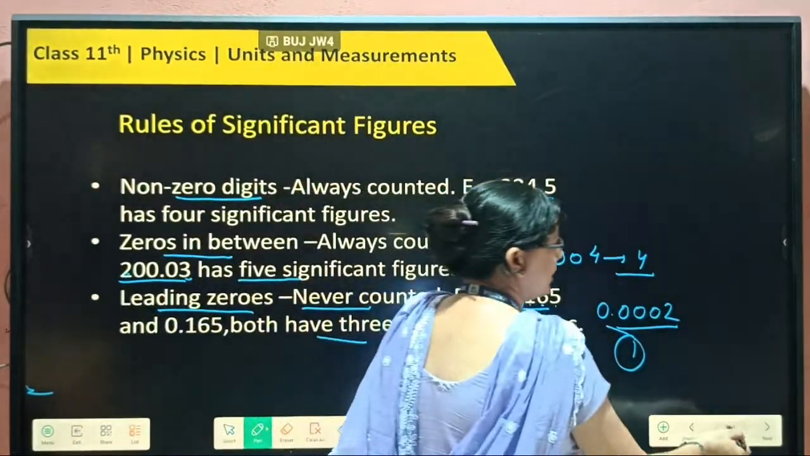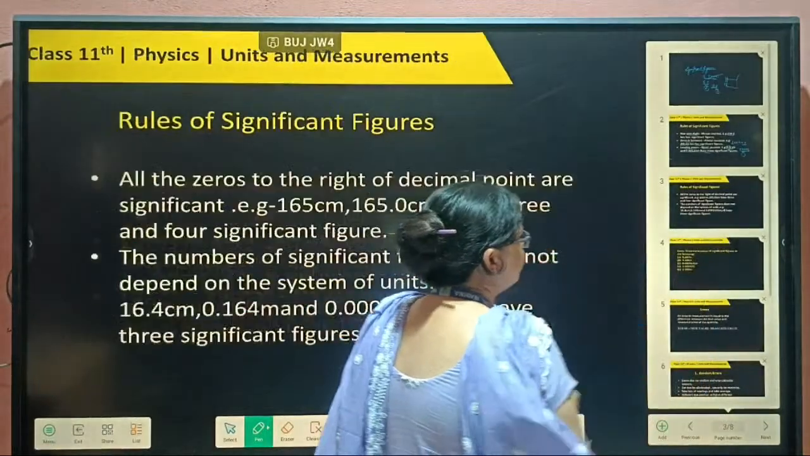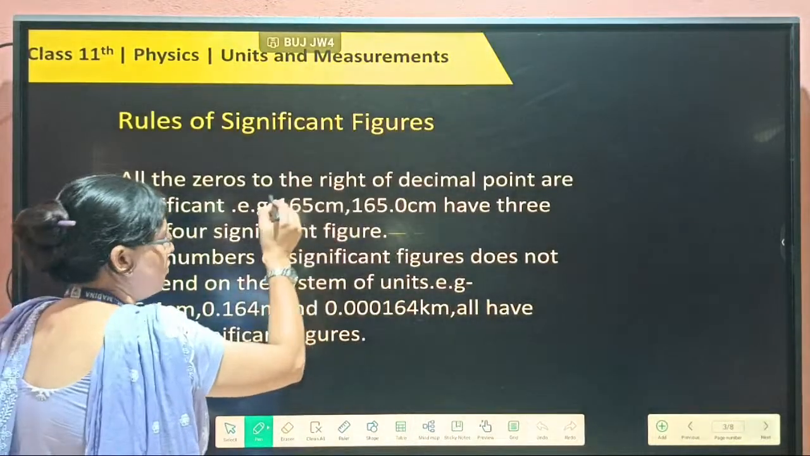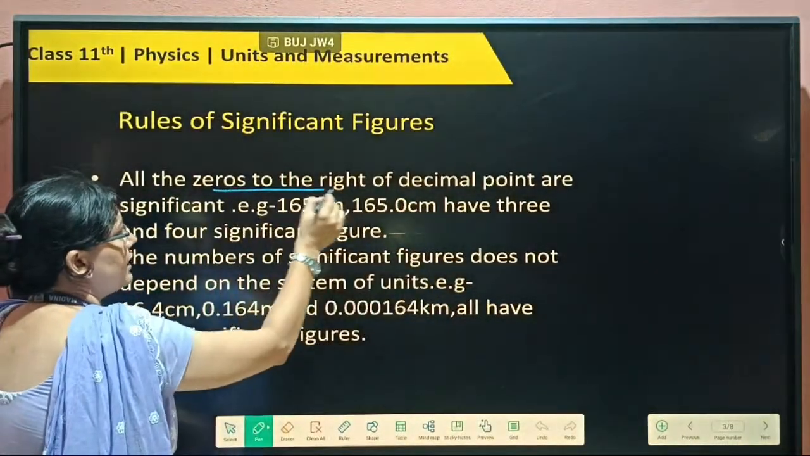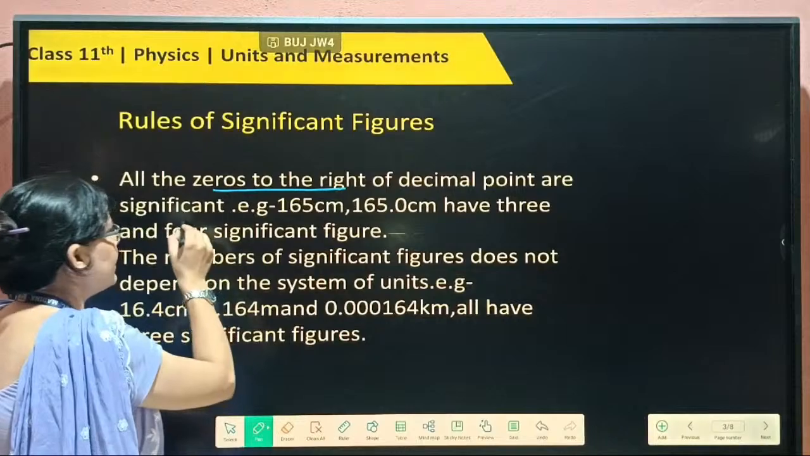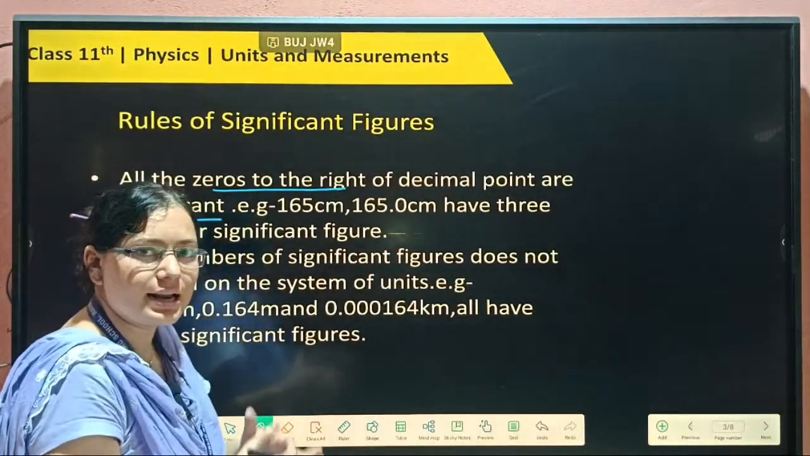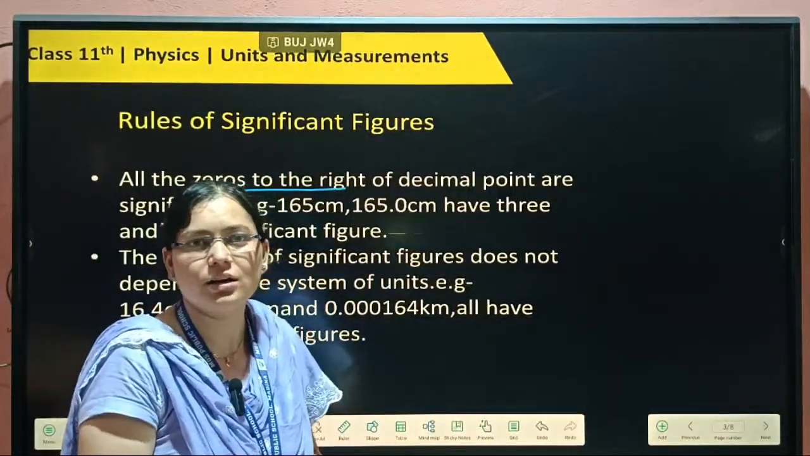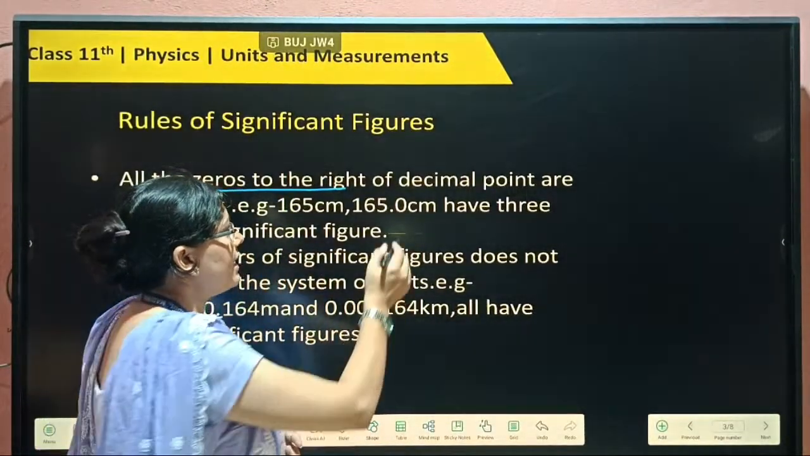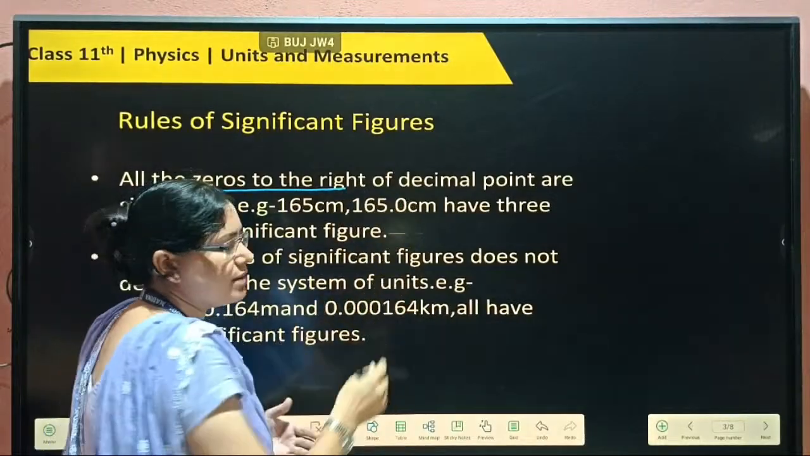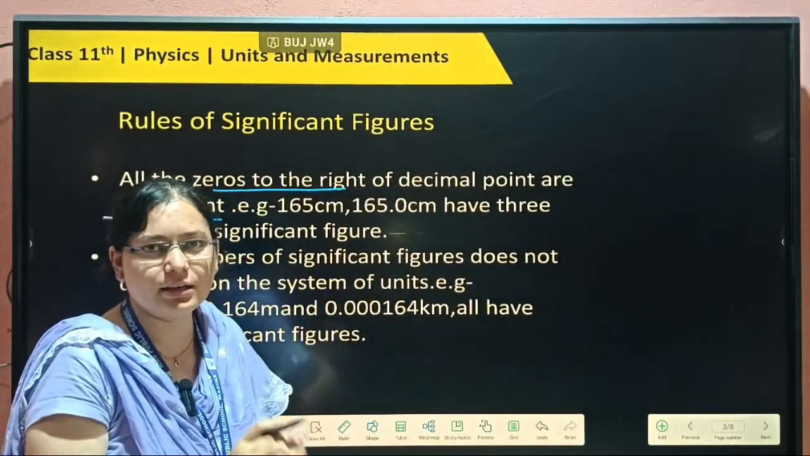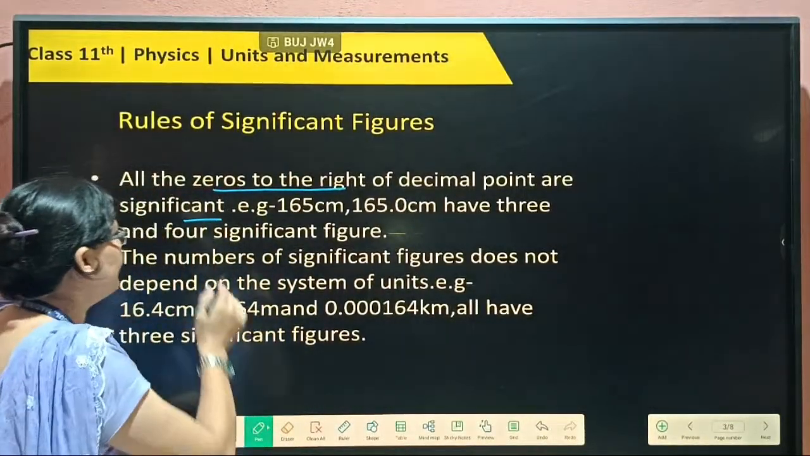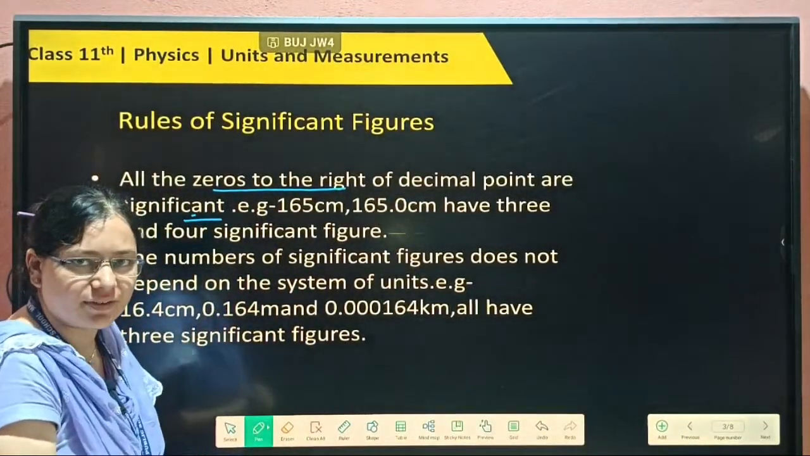Another rule to find this: all the zeros to the right of the decimal point are significant figures. In the last rule, zeros on the left-hand side of the figure were not included in the significant figures, but if there is a decimal point, then zeros on the right side of the decimal point will be included in our significant figures.